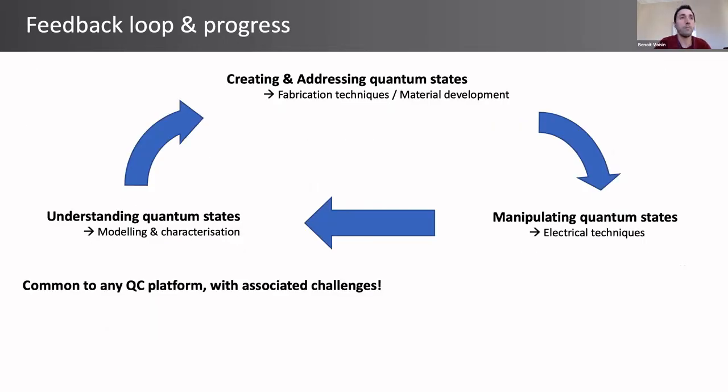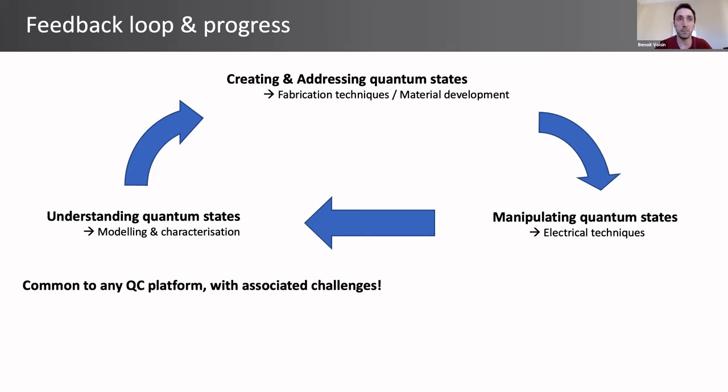So the way progress has been made in these devices is to go through a feedback loop that comprises three main components. The first component is the ability to create and address quantum states. So it really ties up to fabrication techniques and material developments. You need to be able to create a device that you are confident is going to confine an electron one way or the other, and you're going to be able to address this electron and eventually perform operations.